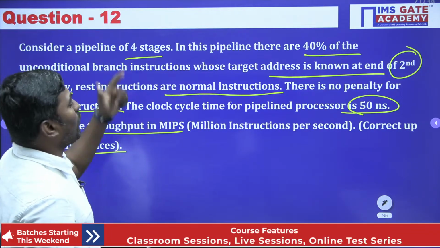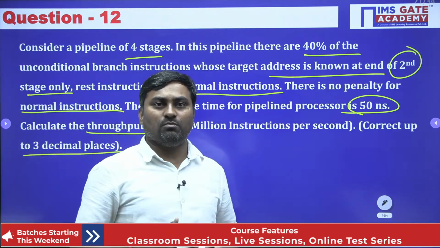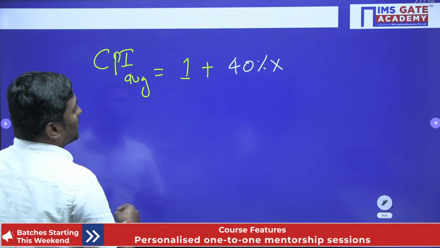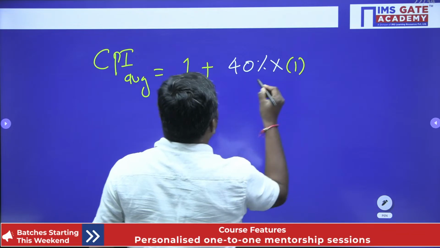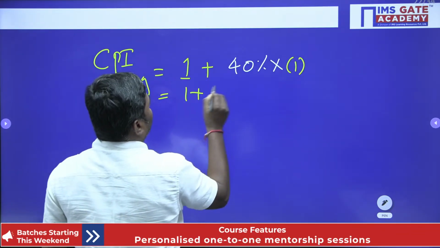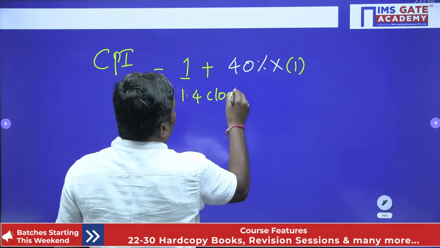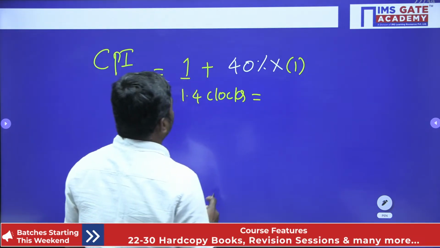How many stages are there? 4 stages. I said if the kth stage generates the address, k minus 1 is the stall. So the second stage means 1 stall only, right? 1 stall only. So this is 1 plus 0.4, so what value will it be? 1.4 clocks, yes or no? Clock per instruction is 1.4.